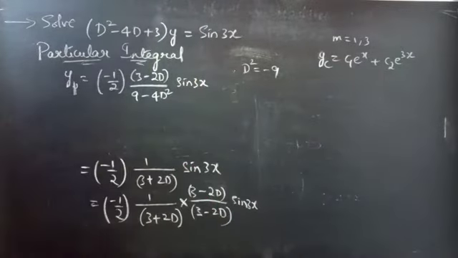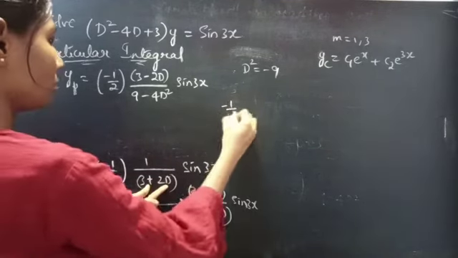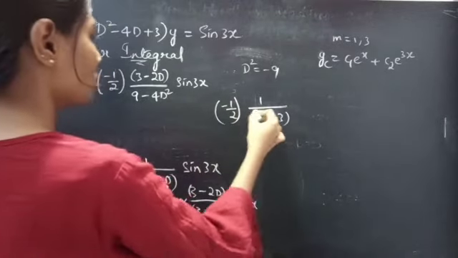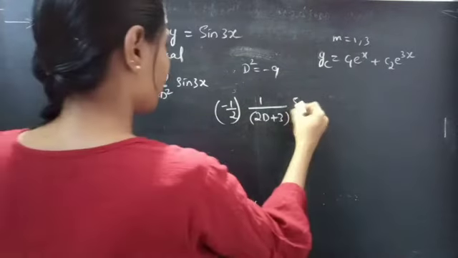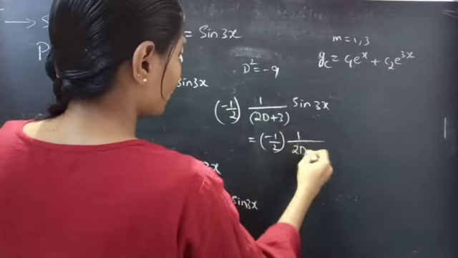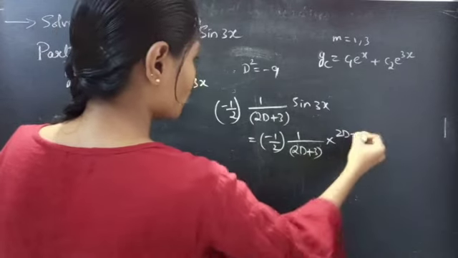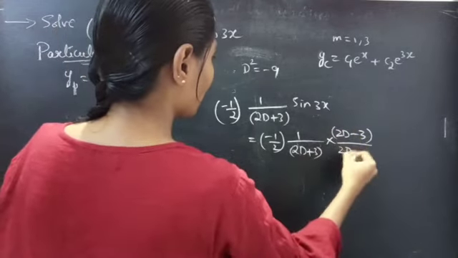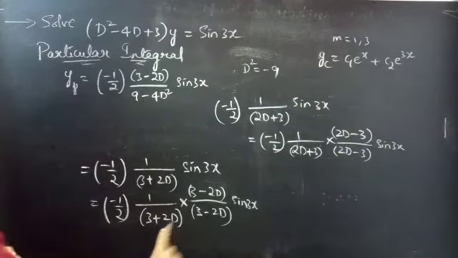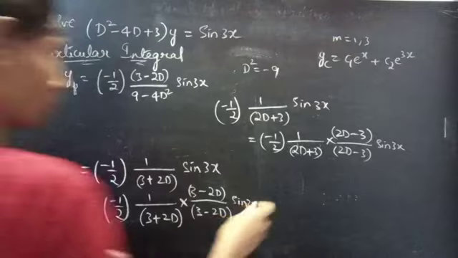Now, actually I forgot to say one thing. Sometimes we'll write this as 1 by 2D plus 3, both are positive, right? Since both terms are positive, into sine 3x. Then what we'll do? We'll just multiply and divide with 2D minus 3, here you're having plus, right? So you'll use minus 3 by 2D minus 3 into sine 3x. Okay, we will get the same value from both of these. How? Let's see.